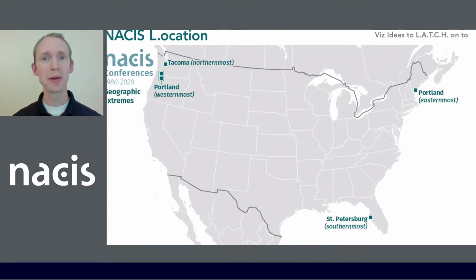But you can have fun with location too, like what are the geographic extremes? Portland just happens to be the westernmost and the easternmost conference site. Just happens to be Portland, Oregon and Portland, Maine. Now Tacoma last year almost got the northernmost and the westernmost, but being just about 15 miles farther east of Portland, Oregon, it had to stick with just being the northernmost. And then St. Petersburg 2010 is our southernmost.